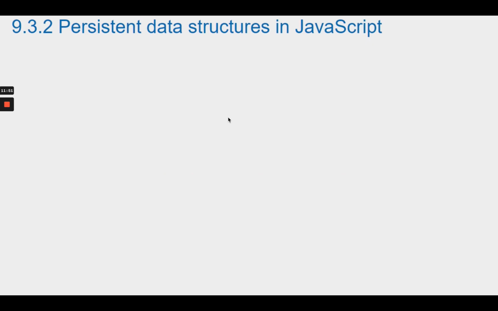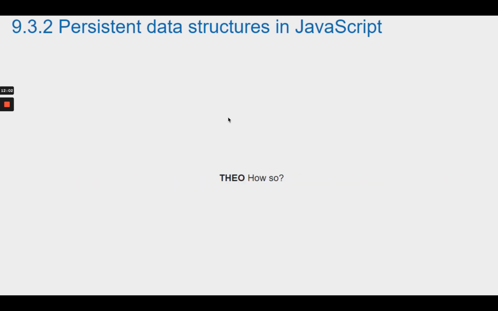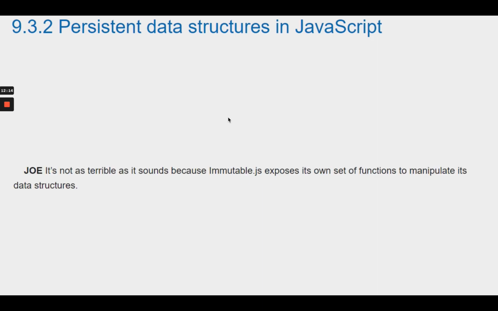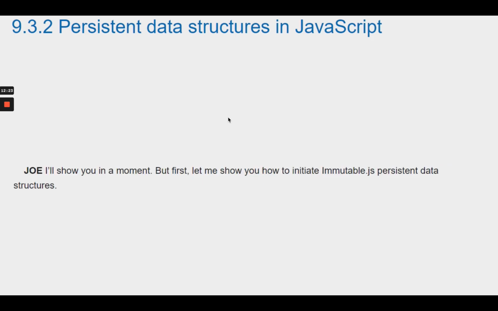Section 9.3.2, Persistent Data Structures in JavaScript. Joe: In a language like JavaScript, it's a bit more cumbersome to integrate persistent data structures. Theo: How so? Joe: Because JavaScript objects and arrays don't expose any interface. Theo: Bummer. Joe: It's not as terrible as it sounds, because Immutable.js exposes its own set of functions to manipulate its data structures. Theo: What do you mean?